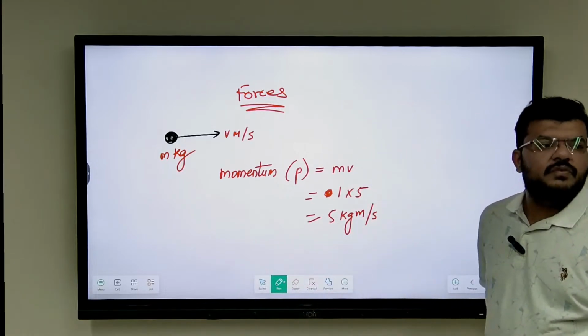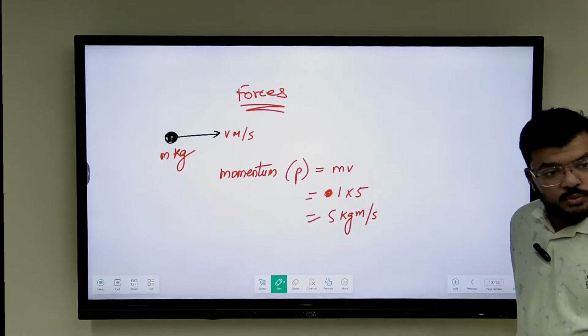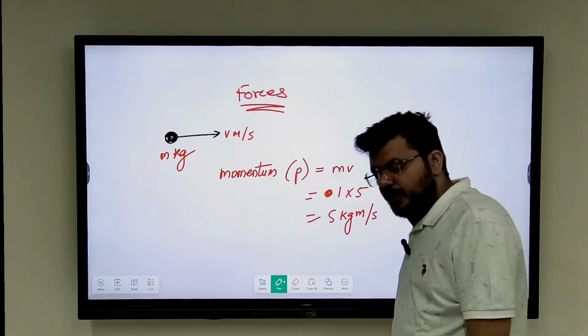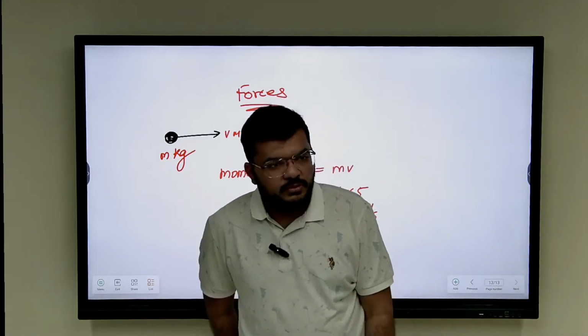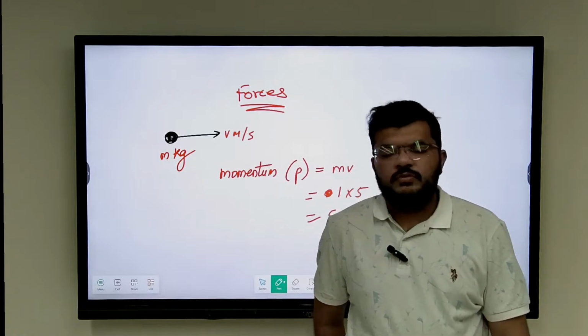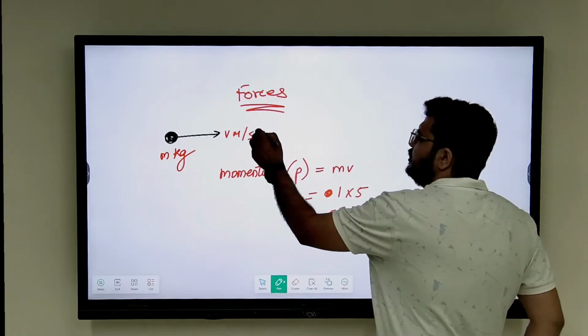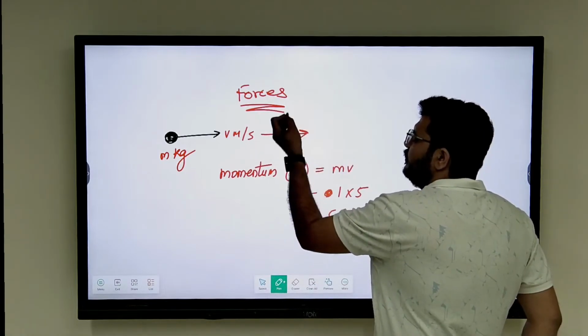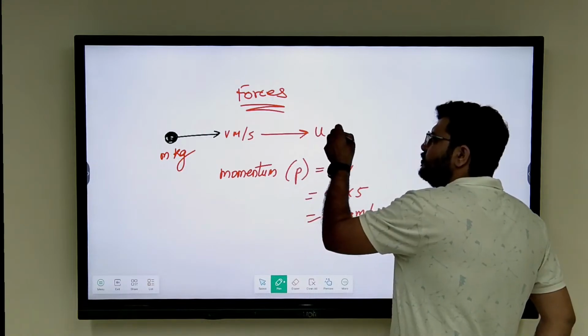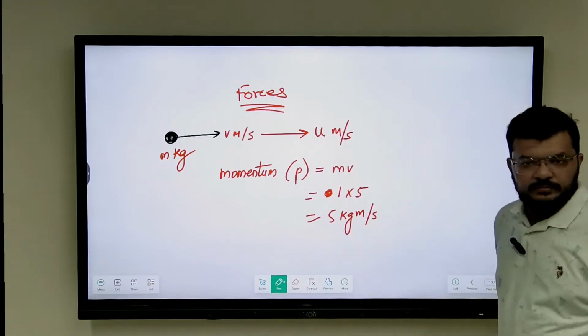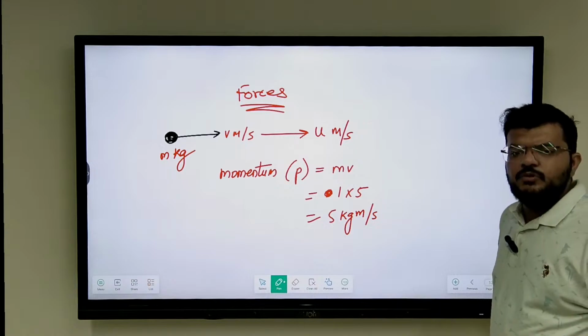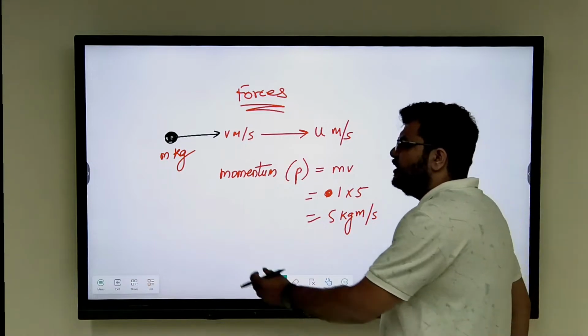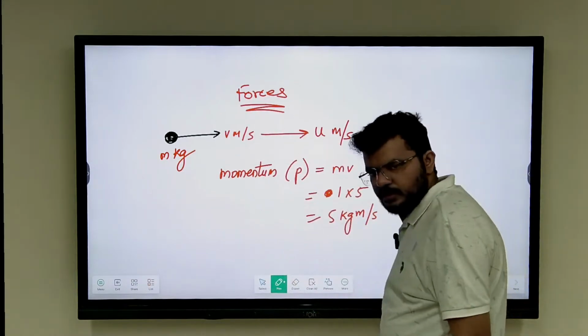right? If I wanted to change the motion of this body, now if you apply the first law of motion to this, what will you find? You will find that you have to take this velocity to some other velocity, let's say u meters per second, hai na? What have you essentially done? You've changed the momentum of the body, right?